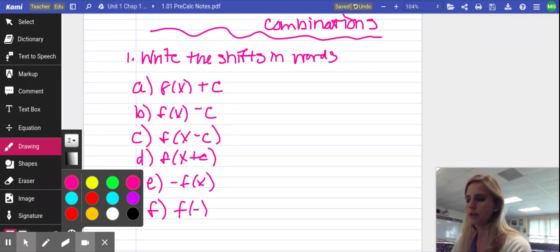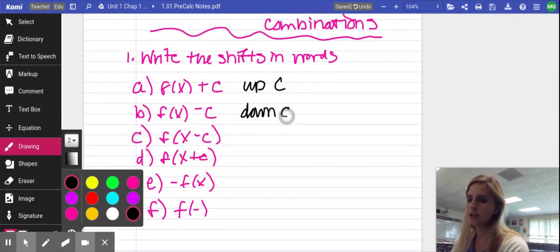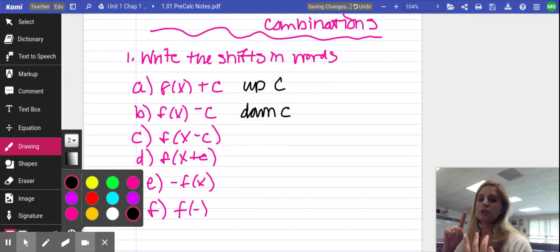What I'm looking for here is for you to look at this and say, okay, f of x, if the plus c is outside of the parentheses, that tells me that I'm going to move f of x up c units. So if it was plus 5, I would move it up 5 units. Here, since minus c is outside, you would move it, you guessed it, down c. So take a moment, pause here, and finish filling these out. It's either left, right, up, down, or reflected over the y-axis or reflected over the x-axis. Okay, pause and then come back and we'll go over the answers.